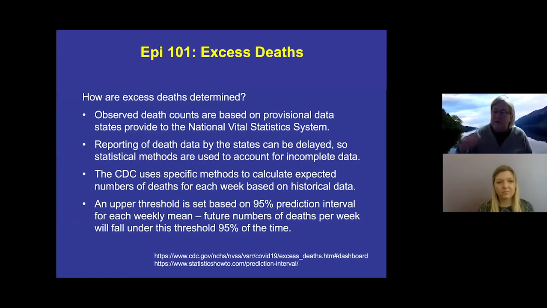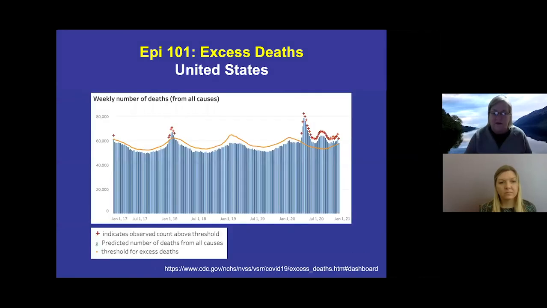Because there's variability, or error, in making those estimates, they set an upper threshold based on the 95% prediction interval. What this is telling you is that in the future, the number of deaths per week will fall under this threshold 95% of the time. So it's giving you some measure of error in those estimates.